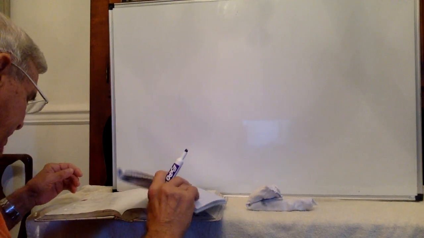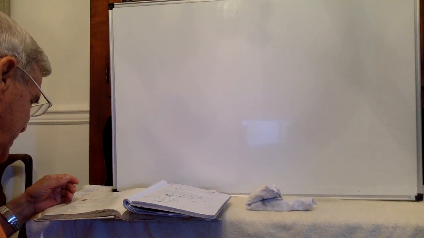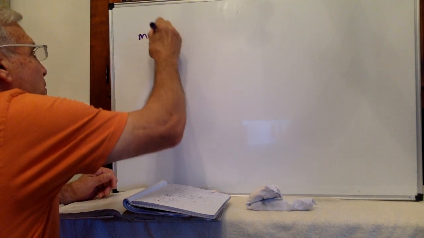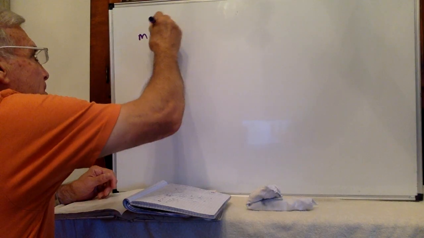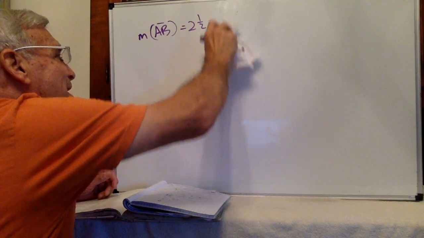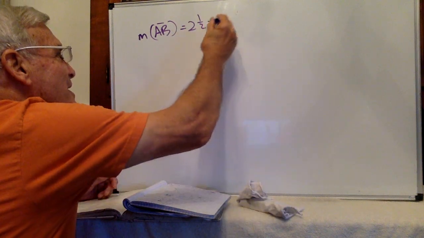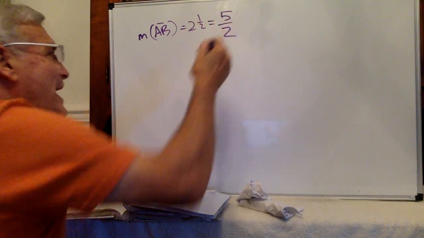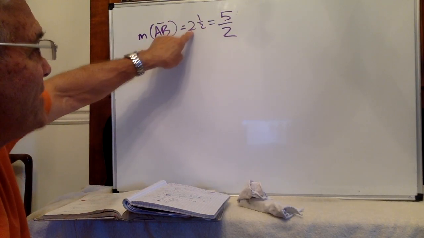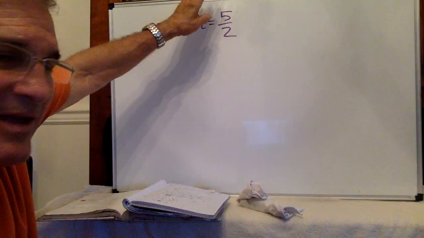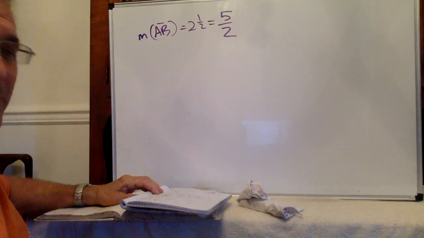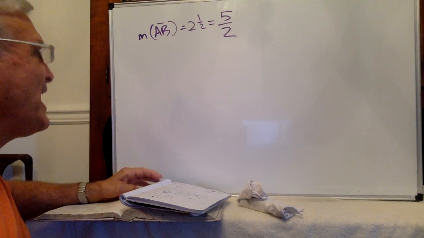All right, problem number 6. Problem number 6 said AB has a slope of 2.5. And I would highly recommend that you write that as a top-heavy fraction. 2.5 is 5 halves. Hopefully you remember how to change. 2 times 2 is 4, plus 1 is 5. That gives you the numerator over the fraction's denominator, 5 halves. The slope is 5 halves.